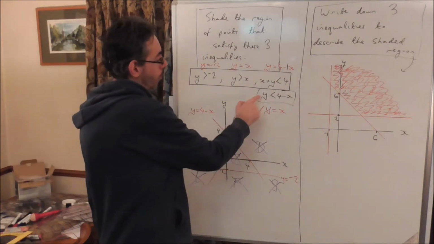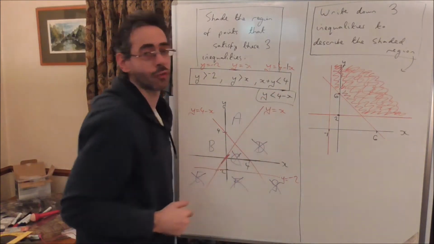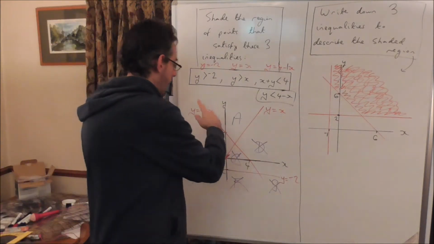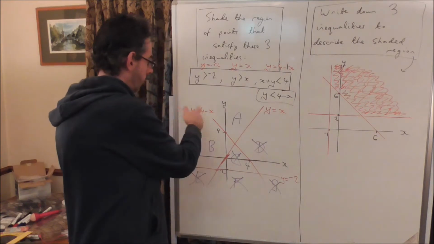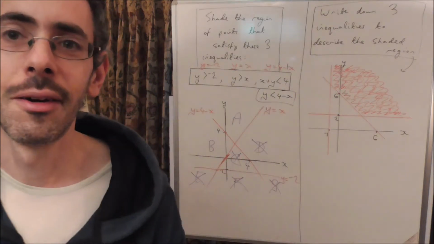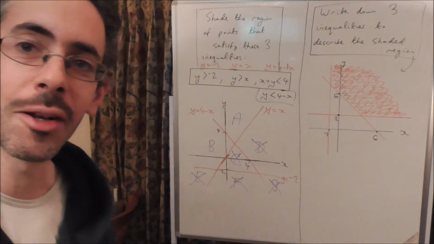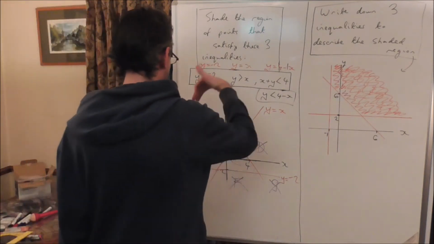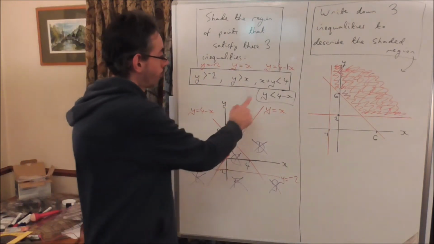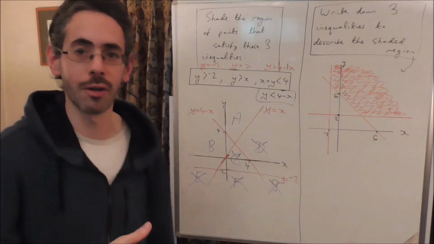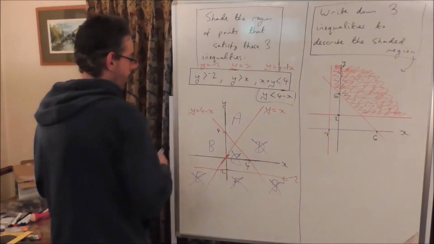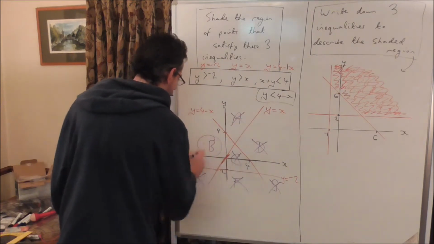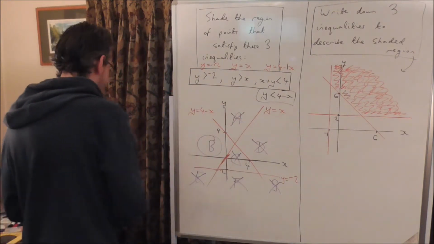Finally, we're looking for points where y is less than 4 minus x. So on this line, y equals 4 minus x, the y-coordinates equal 4 minus the x-coordinates. If we're looking for points where y is less than 4 minus x, are they going to be above the line or below the line? Because it's y is less than 4 minus x, it's below the line. So it's got to be region B. It can't be region A, which is above the line. So that just leaves region B. So that's what it's got to be.